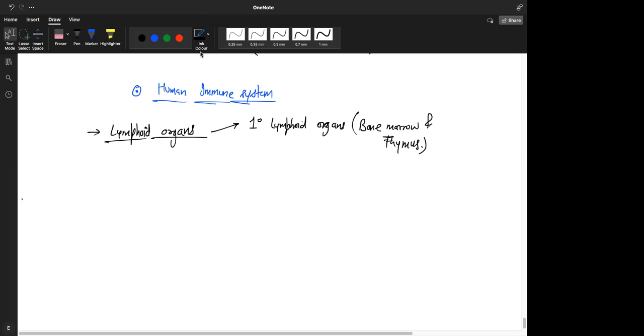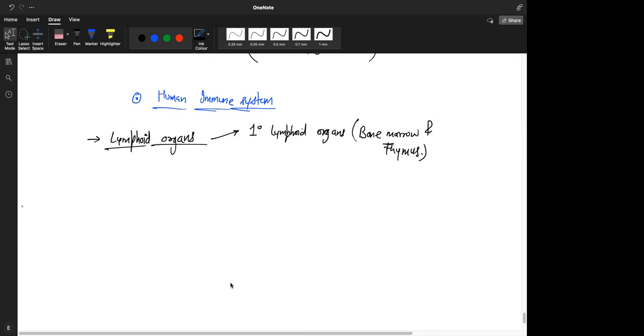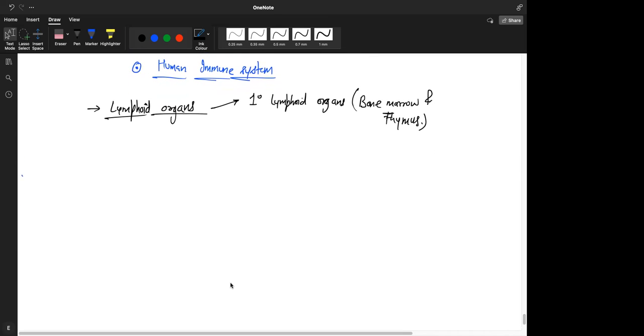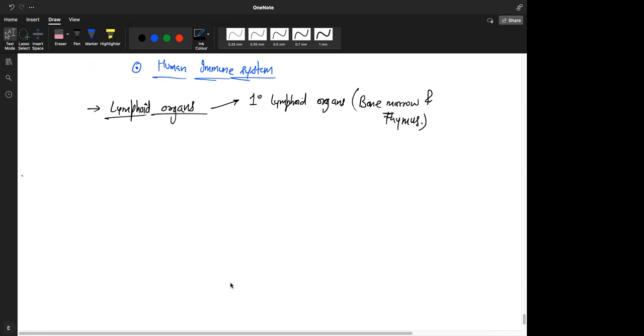Bone marrow and thymus synthesize the... Bone marrow synthesizes what? WBC, sir. And what does thymus synthesize?